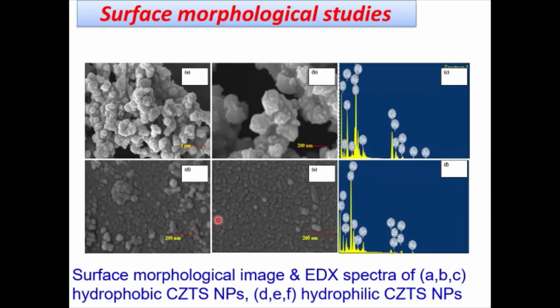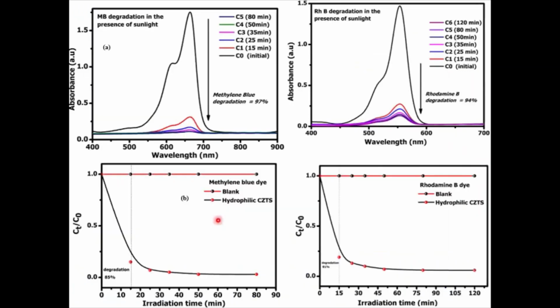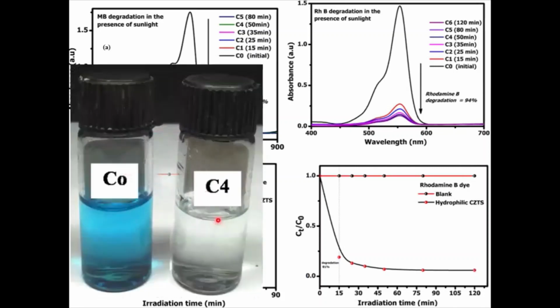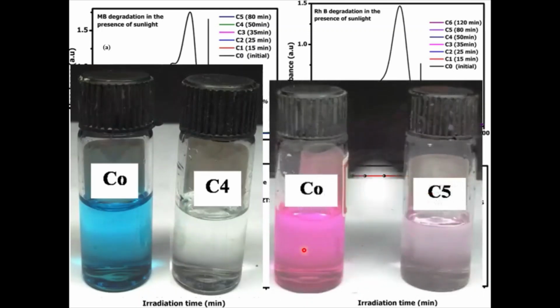When we tried the photocatalytic applications with methylene blue and rhodamine B, you can see the evolution of cleaning. This is for methylene blue, CZTS after ligand exchange, before degradation, with direct sunlight. With the addition of hydrophilic CZTS under direct sunlight, you can see the degradation of methylene blue. Similarly, rhodamine B also. So this is almost 85% to 90%.